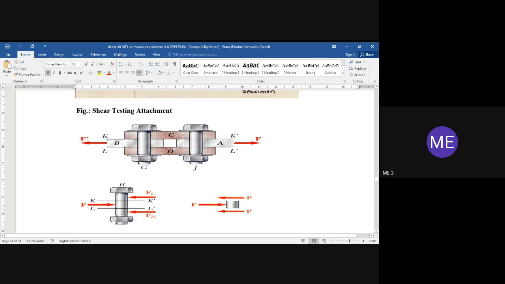Now this is the double shear. I think you have seen this in machine drawing. So this is the bolt. Imagine plate B and A. I think you can understand because you already studied machine drawing. The plates B and A are the plates to be joined together.